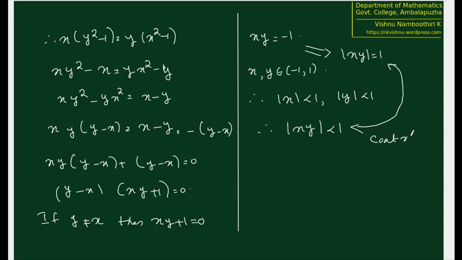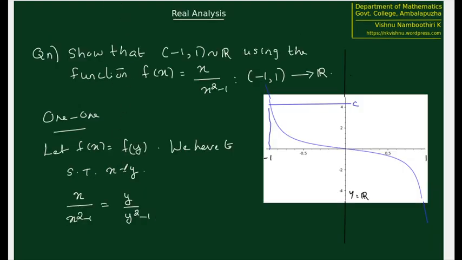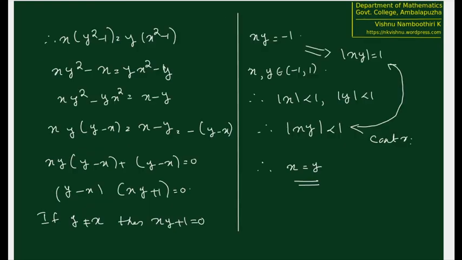And so what we assumed must be wrong, and so x must be equal to y. Therefore, we started with f(x) equal to f(y) and we got x equal to y. That is, f(x) equal to f(y) implies that x equal to y, or f is 1-1. So we established that this function is 1-1.